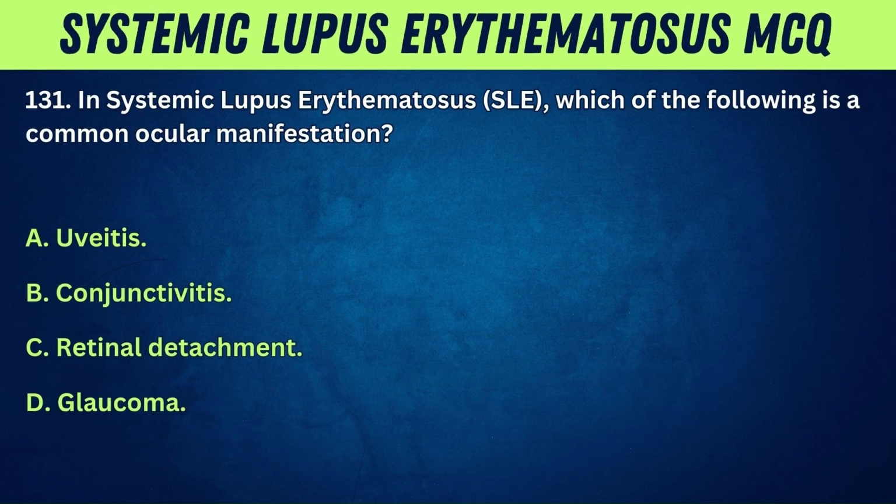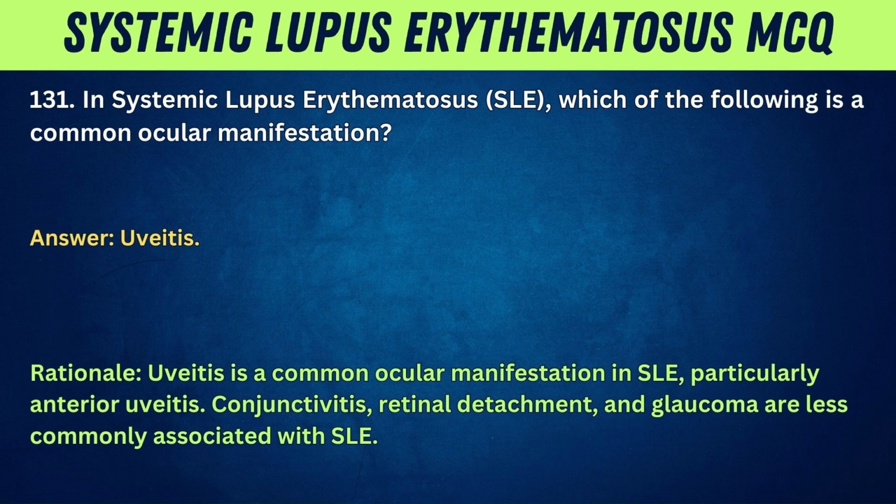Methotrexate and cyclophosphamide are used for more severe or chronic cases, while azathioprine is an alternative immunosuppressive agent. 131. In systemic lupus erythematosus, SLE, which of the following is a common ocular manifestation? A. Uveitis. B. Conjunctivitis. C. Retinal detachment. D. Glaucoma. Answer: uveitis. Rationale: uveitis is a common ocular manifestation in SLE, particularly anterior uveitis. Conjunctivitis, retinal detachment, and glaucoma are less commonly associated with SLE.